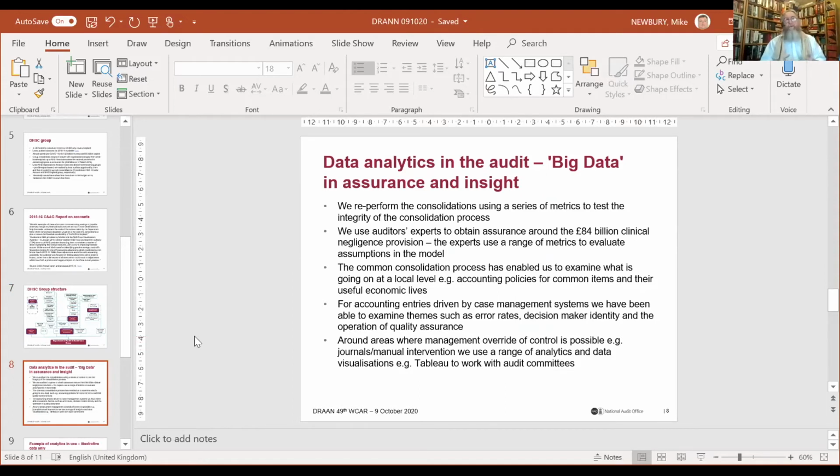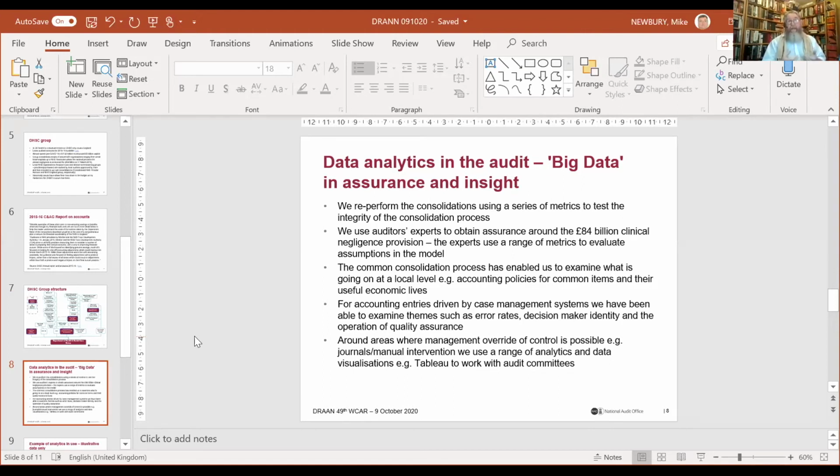As part of our audit approach, we re-perform the consolidations of those clinical commissioning groups and foundation and NHS trusts. We do that in a way that's been designed by our data experts within the NAO. We apply a series of metrics to test how those consolidations work and whether or not they hold together and have integrity.